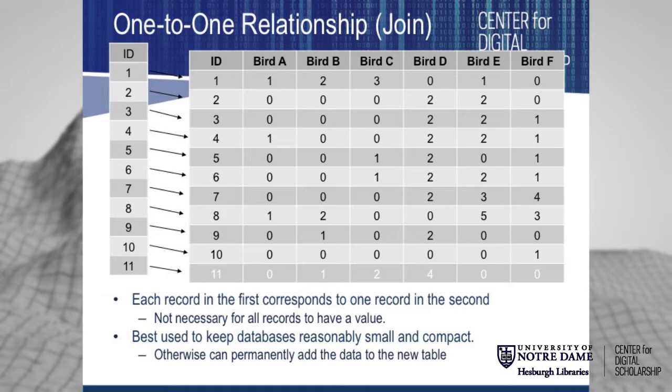There's a single record for each tree in each table. So there's tree 1 in one table, tree 1 in the other table, tree 2 in one table, tree 2 in the other table. It's not necessary for every record to have a value, but there can only be one in each table. We can't have two tree 2s in either one. This is a good way we can keep our spatial data small and compact, and then just join on, create that one-to-one relationship whenever we want to query back and forth between them.